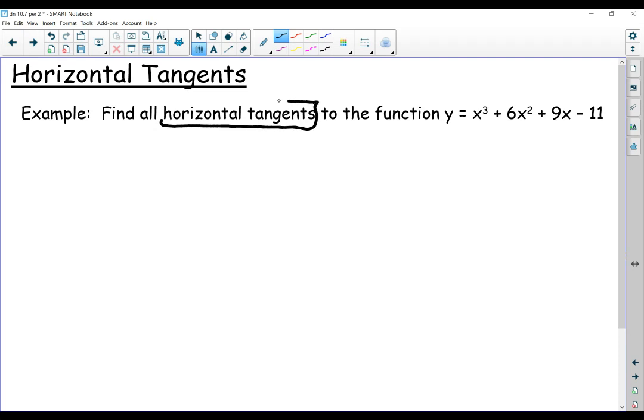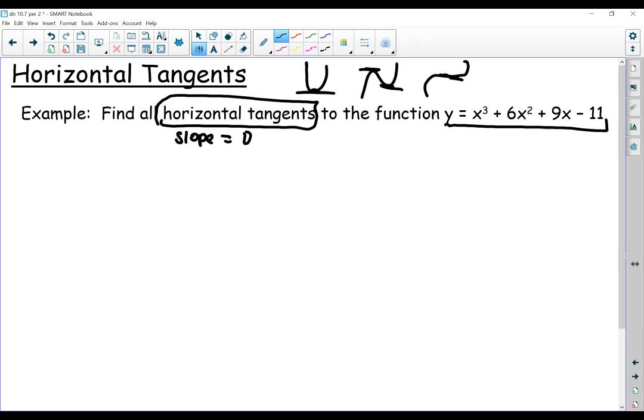So horizontal tangents are places where the slope is 0 in a graph. So in a parabola, that would be like the vertex. If it's a cubic function, it could have 2, right? Or it could be a cubic function that looks like that. That would have 1. If you are looking for horizontal tangents, you are looking for where the slope is 0. So if I ask you to find those places in the graph, you're going to have to figure out where is the slope equal to 0.